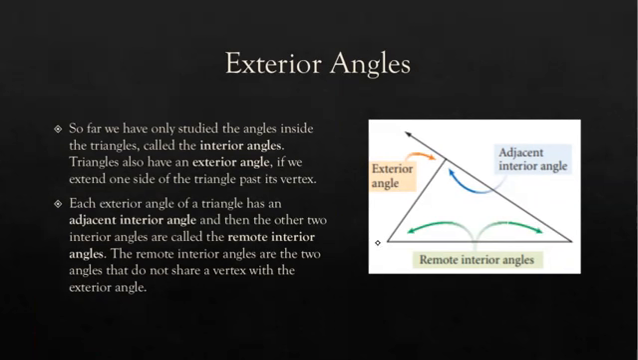Of course, if we drew a line off of a different side of a triangle, we would have different remote interior angles. So the remote interior angles are the two that do not share a vertex with the exterior angle. So exterior and adjacent interior, and then the two remote angles.